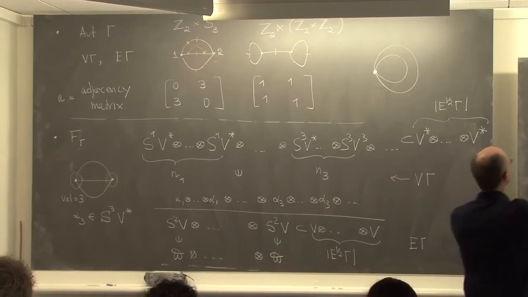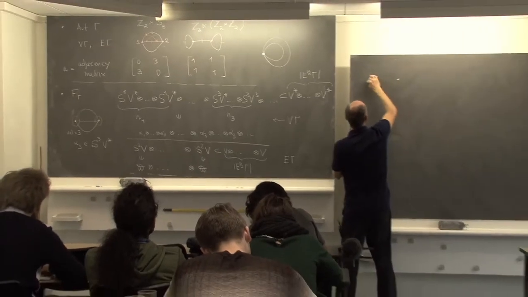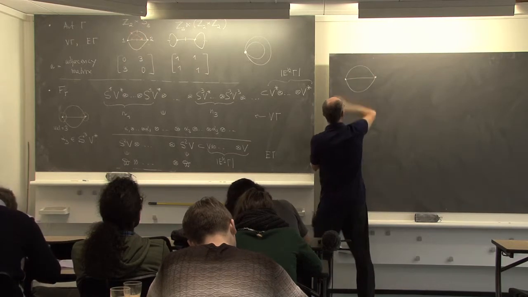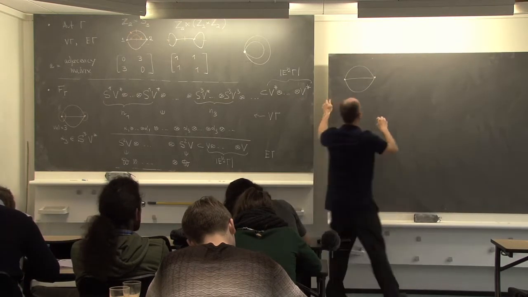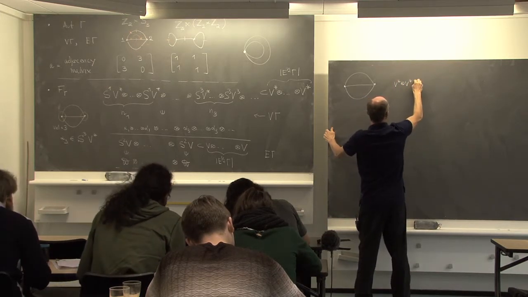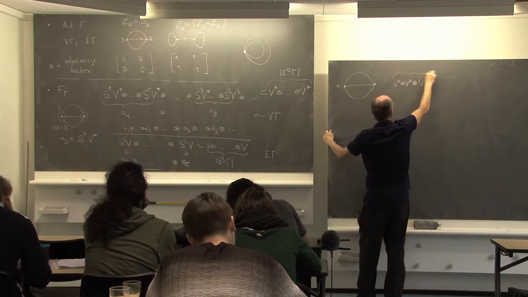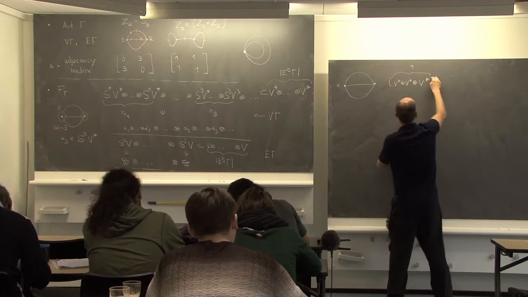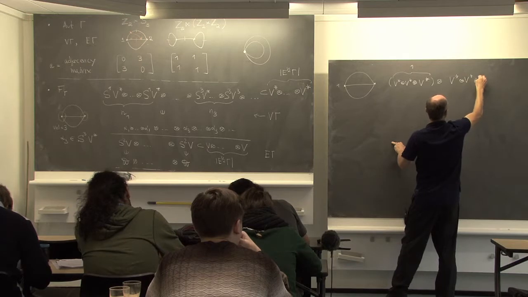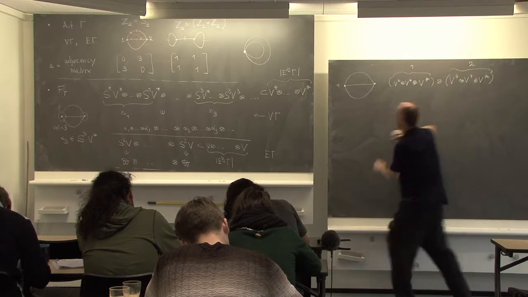So, right, let me show it in our example here. Right, so here is our example, and we have V star times V star that corresponds to the vertex 1, times V star times V star times V star, and this corresponds to the vertex 2.